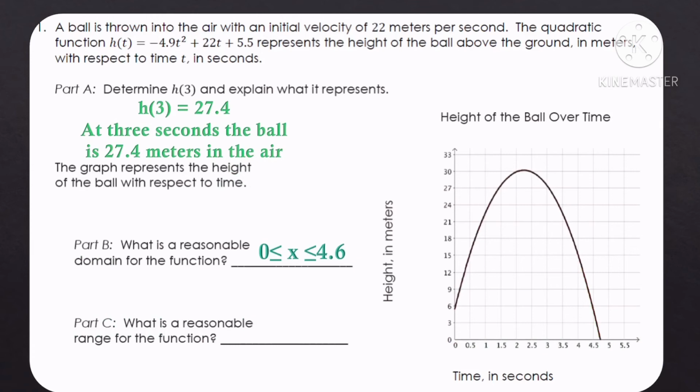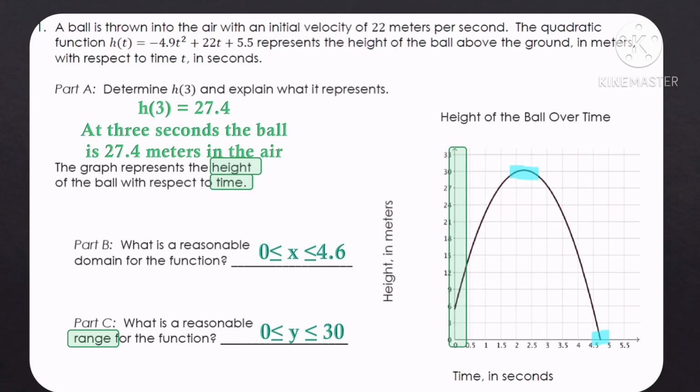The last one is, what's a reasonable range? Well, our range, again, we're looking at height and time. Time was our x, range is our y. So a ball can't go to infinity. A ball has to hit a peak. If we look, okay, our ball also has to hit the ground. So our ball at some point was at 0. But the height of our ball was about 30 meters. So we say that our ball was between 0 and 30.